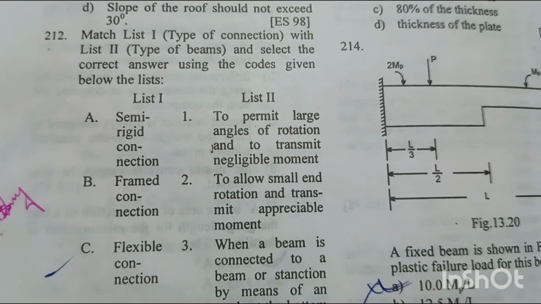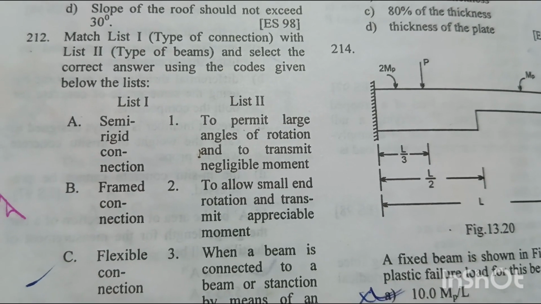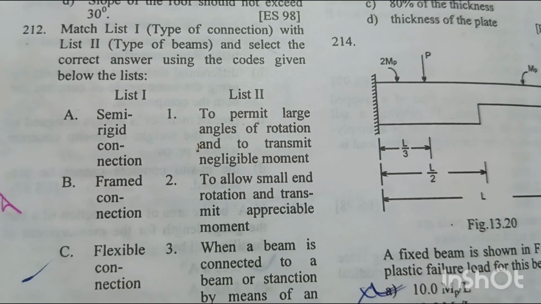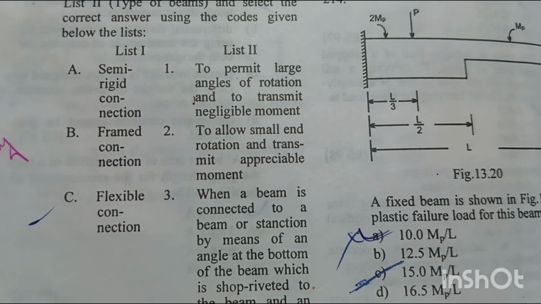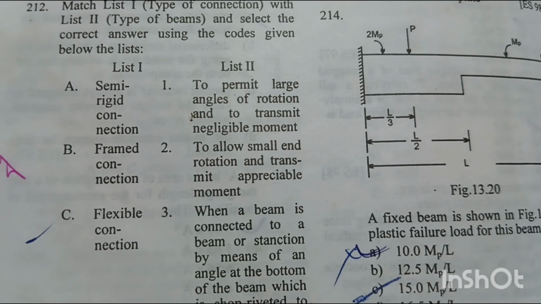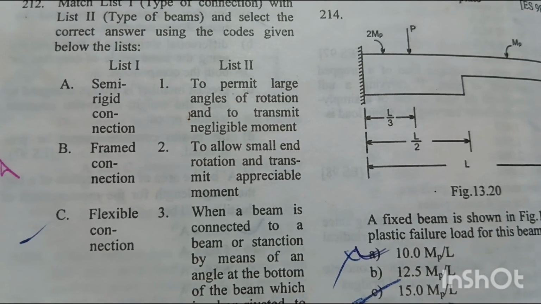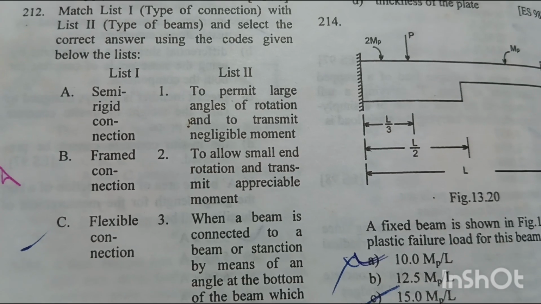Question number 212, match list 1, which is the type of connection, with list 2, type of beams, and select the correct answer using the codes given below. List 1, capital A, semi-rigid connection to allow small end rotation and transmit appreciable moment. Option 2, in list 2.